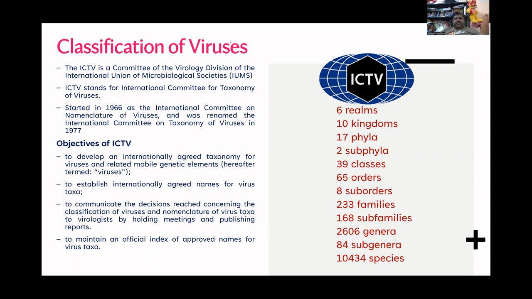It was started in 1966 as the International Committee for Nomenclature of Viruses, so it was initially called ICNV, and later it was renamed ICTV. It is the current body which regulates how to define the classification of a virus. It was converted into ICTV, the International Committee on Taxonomy of Viruses, in the year 1977.